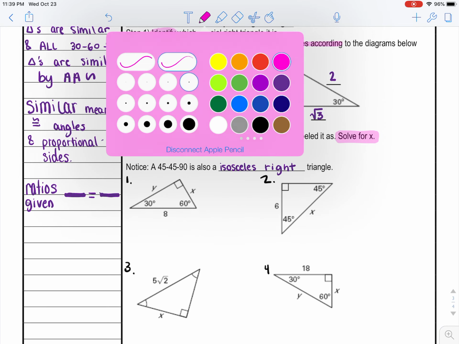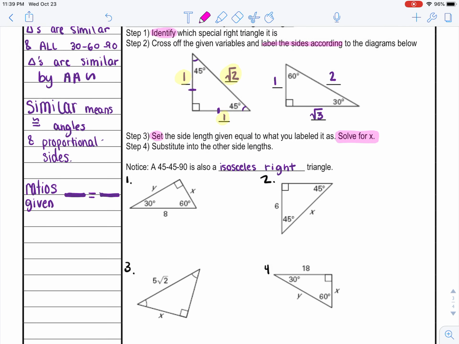So I'm going to label my triangle according to this diagram. Opposite the 30, I'm going to put 1. Opposite the 60, we're going to put radical 3. And opposite the 90, we're just going to put 2.